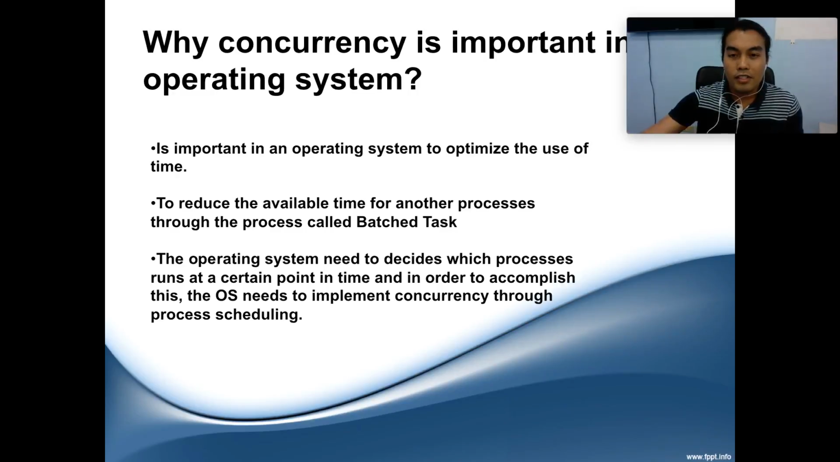Why is concurrency important in the operating system? It is important to optimize the use of time, to reduce the available time for another process through the process called batch task. The operating system needs to decide which processes run at the same or certain point in time, and in order to accomplish this, the operating system needs to implement concurrency through process scheduling.